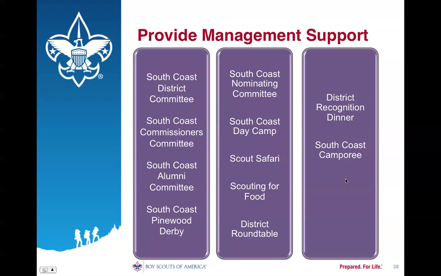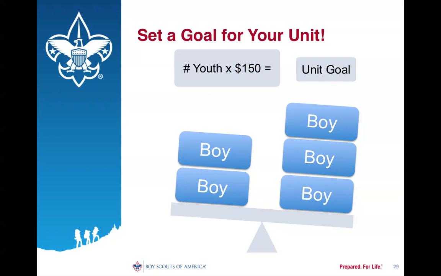So a lot goes into these committees. There's a lot of planning for these events. They just don't happen overnight, and so a lot has to be taken care of in terms of planning and strategic involvement. And so the council, in a big way, helps support these committees in completing the programs and the objectives that they want to accomplish for that year. So set a goal. We recommend that your unit sets a goal.